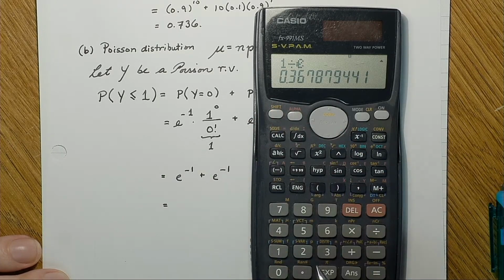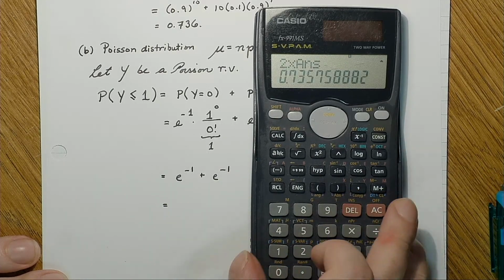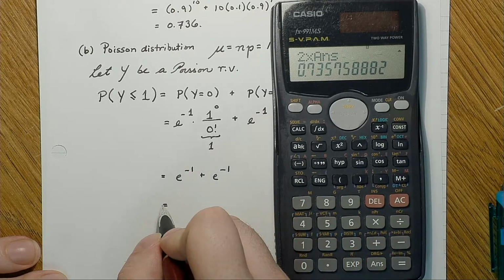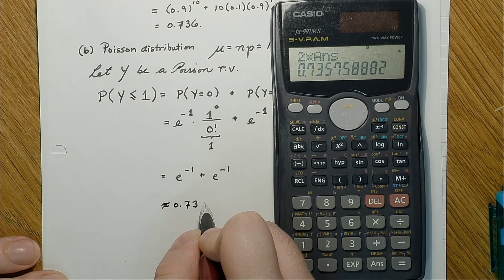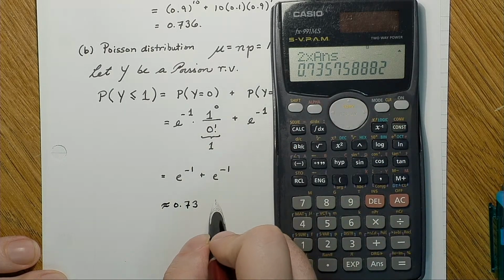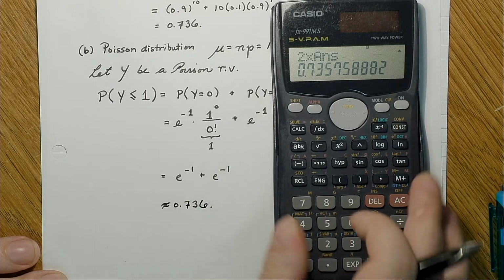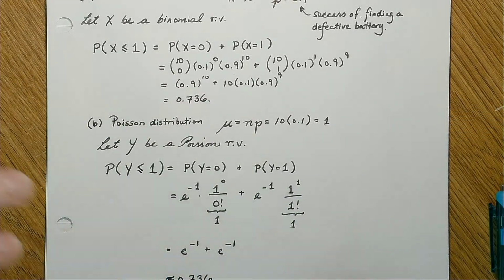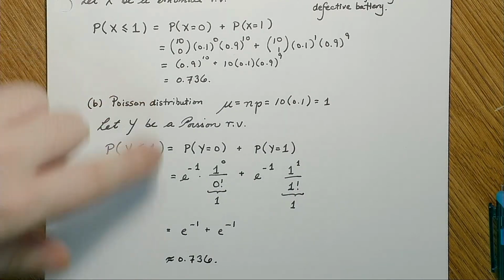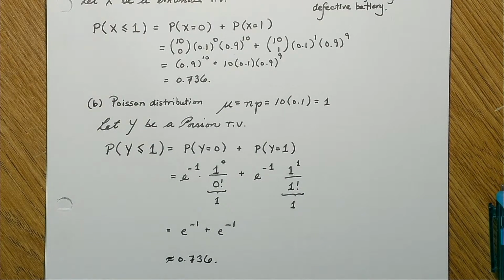So you get 0.367. I'm going to multiply that by 2. And so that approximation is 0.73. Well, 5, okay, we'll round up to 6. And isn't that interesting? It's very close. Well, actually, in this case, the approximation is equal to it.